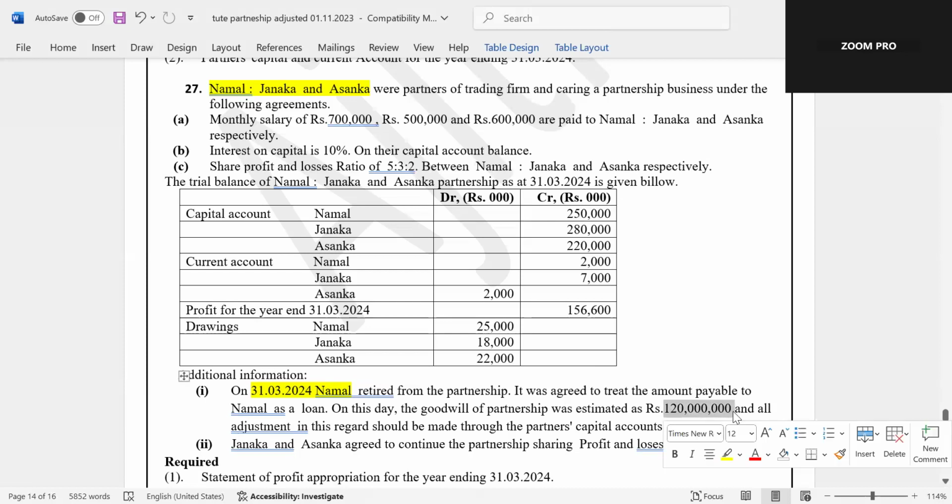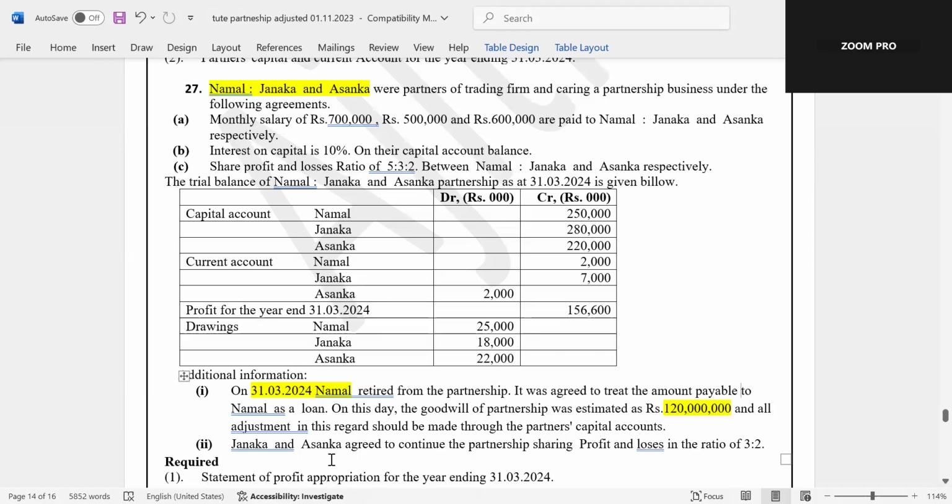On a retirement, the goodwill of the partnership is not the goodwill of these partners alone. And all adjustment in this regard should be made through the partners' capital accounts, not paid in cash at the time of retirement. Unlike in the earlier question, no amount has been paid to us. That means nothing was paid at the time of leaving.